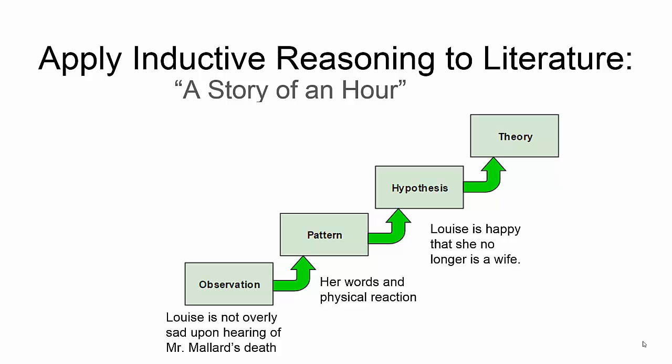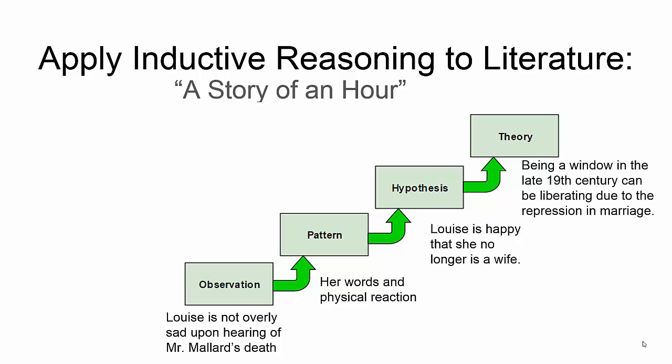Based on this hypothesis, you could develop a general theory that being a widow in the late 19th century can be liberating due to the repression of marriage. So notice how you have a very specific observation about Louise, find patterns in the literature, develop your hypothesis, which is debatable, and then go to a broader theory. That is how you apply inductive reasoning to literature.